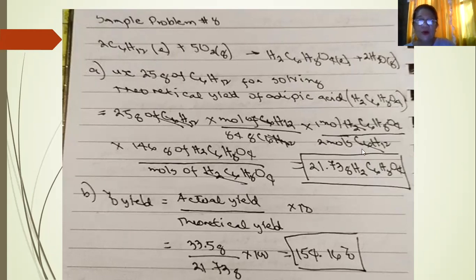So cancel now your mole of adipic acid. What we have here is mole, but what is needed is grams of adipic acid. Using the molecular weight, we have 146 grams of adipic acid. Cancel the mole. What we have is 21.73 grams of adipic acid. Actually, this is the theoretical, and the given is, let me see.